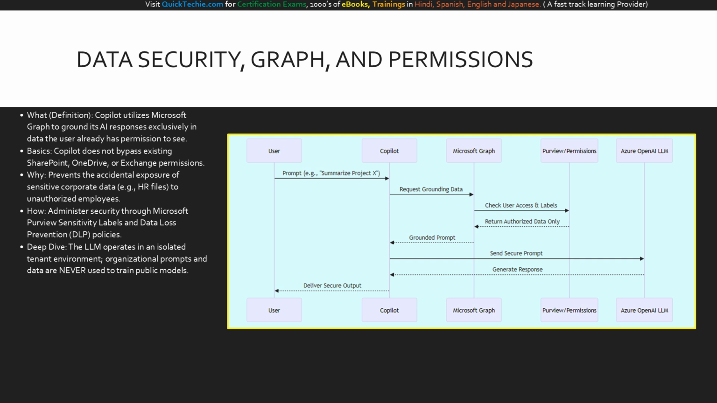Purview filters out any files the user shouldn't see or that are blocked by data loss prevention labels. Graph then returns only authorized data, enriching the prompt. This grounded prompt is securely passed to the isolated Azure OpenAI LLM, which generates the response and returns it to the user. At no point does unauthorized data cross the boundary.